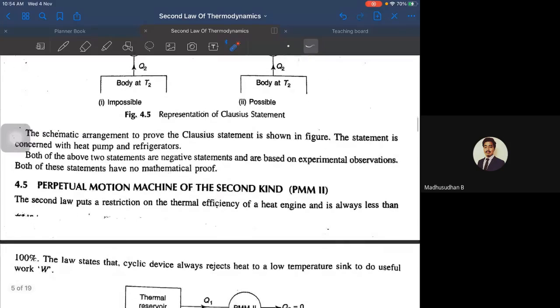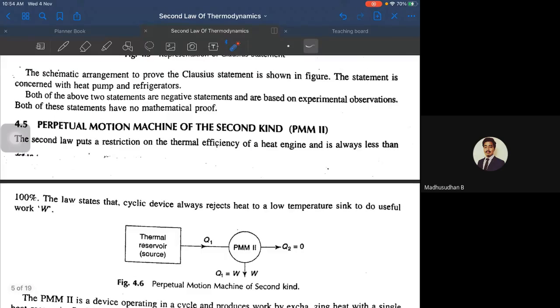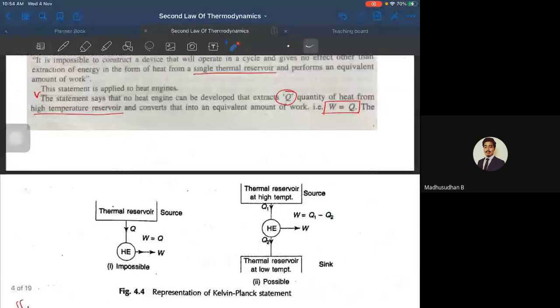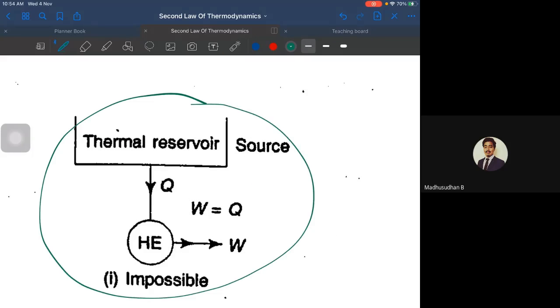Can anyone just read it? That would be very easy. So the perpetual motion machine of the second kind is nothing but this particular figure. This is nothing but your PMM2. Why is it PMM2? It accepts the first law, but it does not obey the second law of thermodynamics. It turns down the statement of the second law of thermodynamics, and such a fictitious machine. What do you mean by fictitious? It does not exist. It is an imaginary world. So such a fictitious machine is known as PMM2.